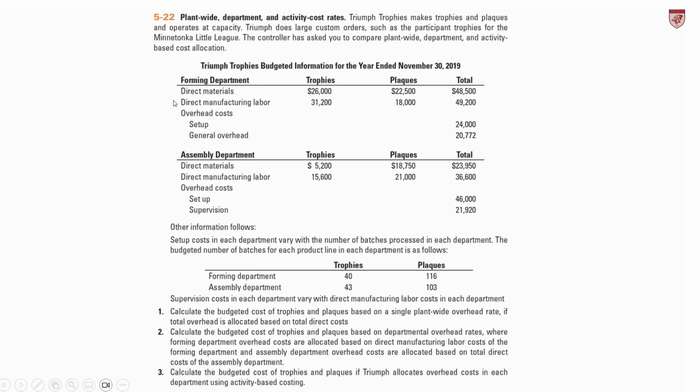So you're seeing the direct labor cost, material cost, as well as the overhead costs for different departments. Another thing to note is that the setup cost is going to vary with the level of batches processed in each department. Okay. So these are the number of batches for each product line in each department. And that's going to be used when we are applying the ABC in number 3, and let's say the supervision costs in each department usually vary with the labor cost.